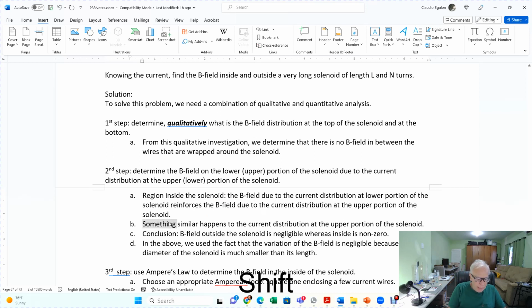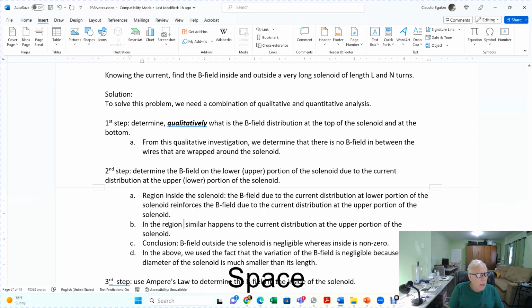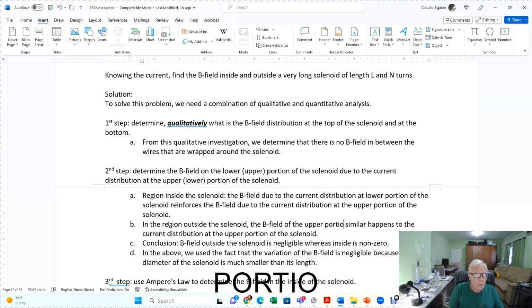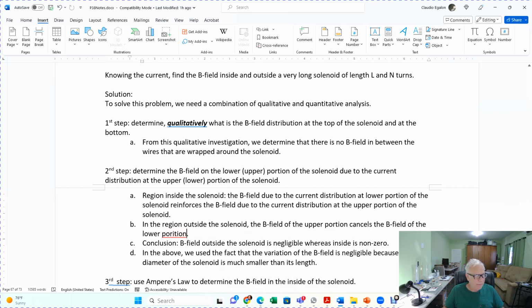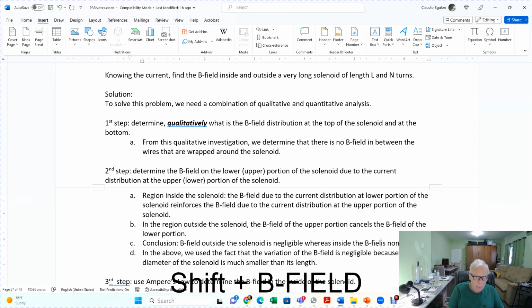Okay, here I'm going to put in the region outside the solenoid, the B field of the upper portion cancels the B field of the lower portion. Conclusion: the B field outside the solenoid is negligible, whereas inside the B field is non-zero.